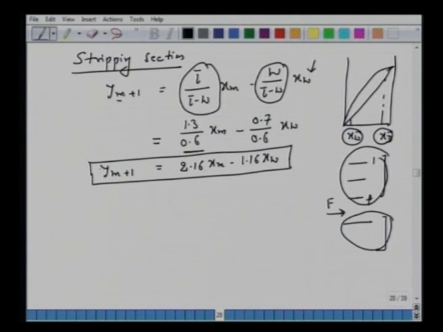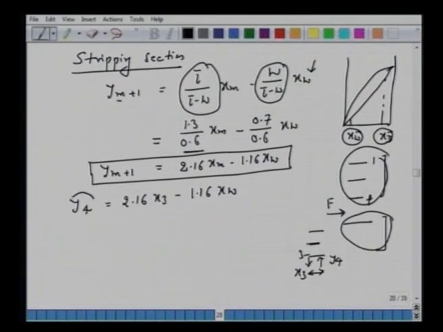Okay, so now let's see how we can apply this. We have 3 plates, 1, 2, 3, and the 4th theoretical plate is the reboiler. So we have this vapor composition, which is Y4, and the liquid composition which arrives from here is X3. So Y4 and X3 will be connected by this operating line. So now we can write Y4 equals 2.16 X3 minus 1.16 Xw.